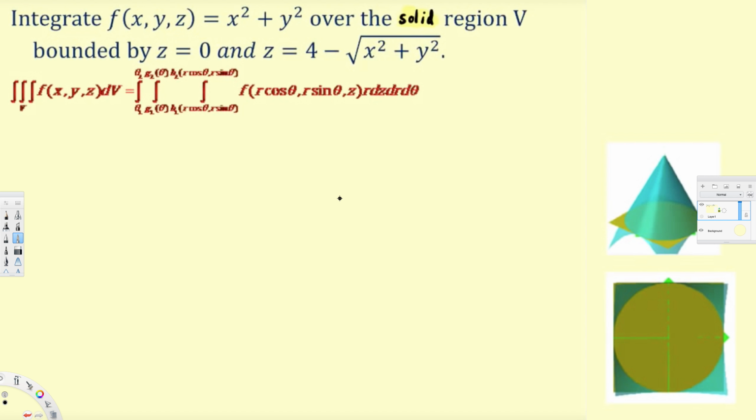What's going on, guys? In this video we are going to see how to do triple integrals using cylindrical coordinates. Here we have the function in terms of rectangular coordinates. Now we have to convert this one into cylindrical coordinates.